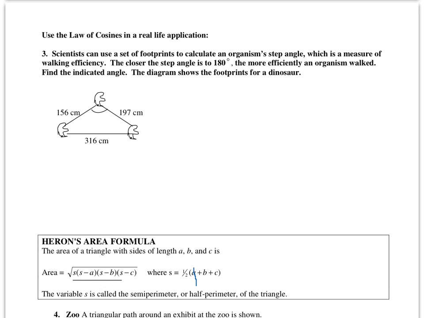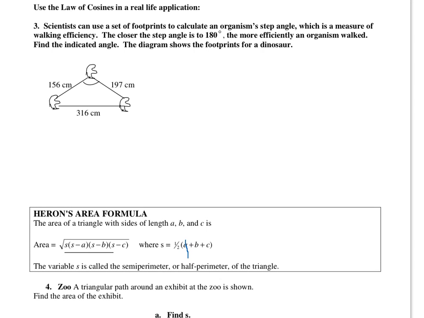All right, we have a story problem for you. As we look at this, here's one reason to use the law of cosines. Scientists use a set of footprints to calculate an organism's step angle, which determines if an animal or an organism walks efficiently. The closer your angle is to 180, the more efficient an organism walks. So we want to find this angle up here and determine if it is close to 180.